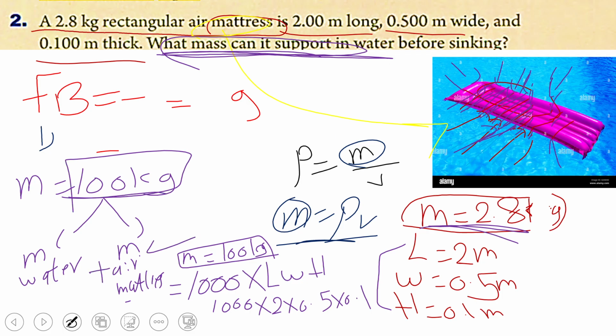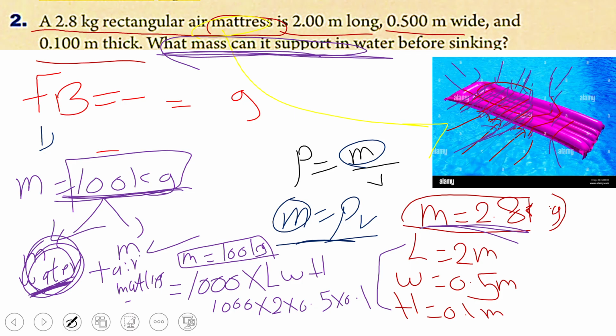Because we have the original mass of 2.8. But when the air mattress goes under the water, some of the water goes into it. That's why we have a mass of the water too. So that's why the answer has become 100. But now I only need to find the extra mass. I want to find the mass of this water only, not both.